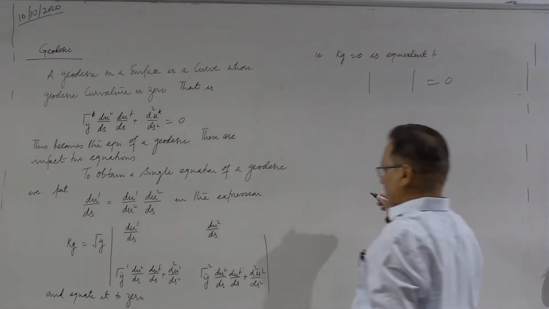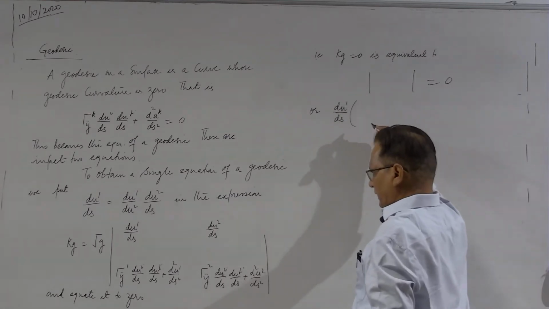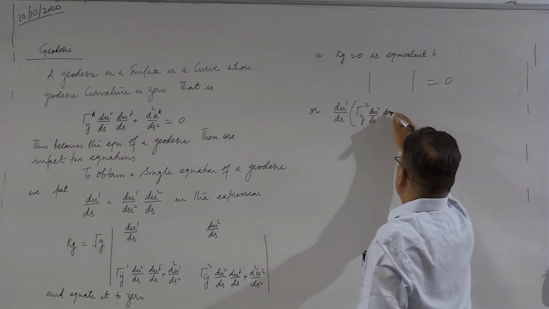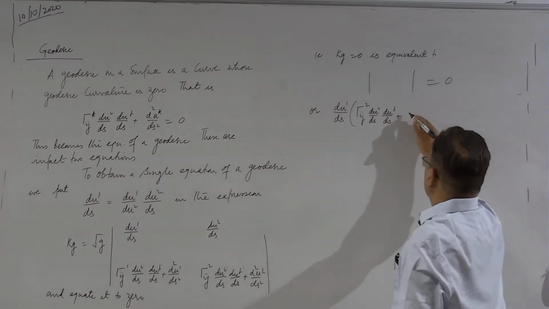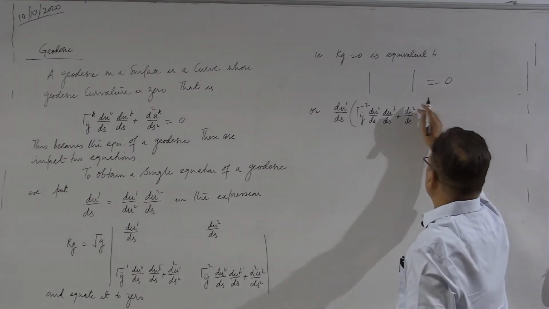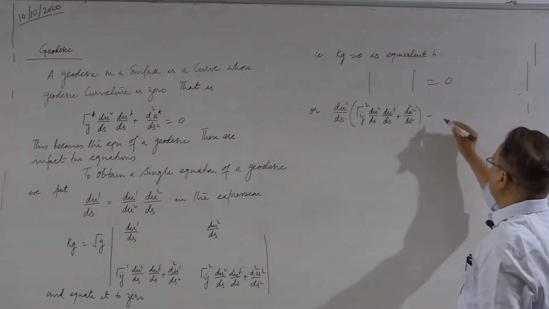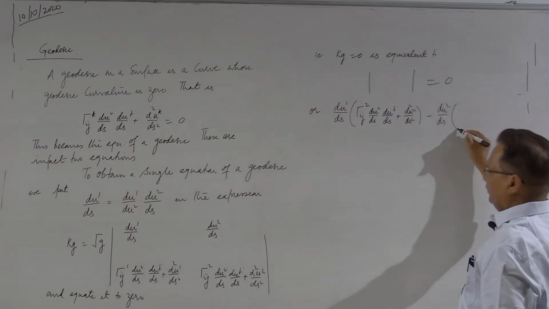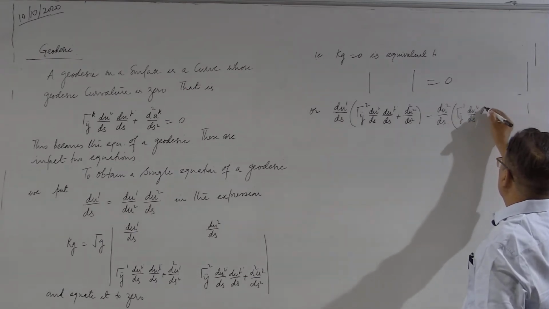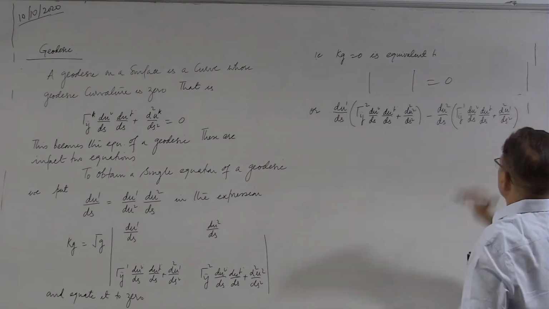Okay. And this means, or I can rewrite it, du1/ds multiplied by gamma 2 ij du_i/ds du_j/ds plus d²u2/ds², minus du2/ds into gamma 1 ij du_i/ds du_j/ds plus d²u1/ds² equal to 0.